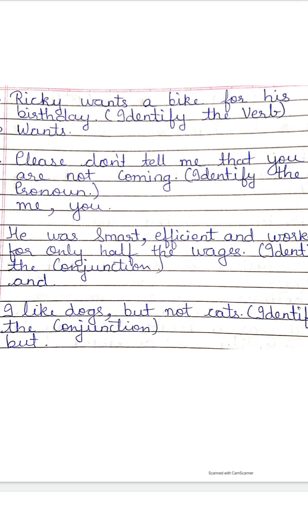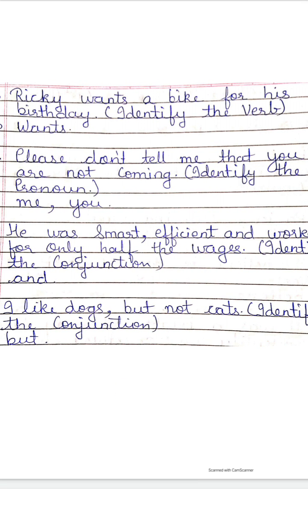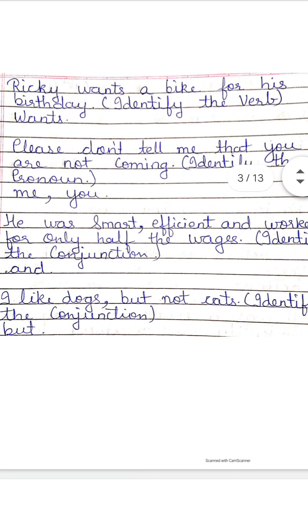He was smart, efficient and worked for only half the wages. Identify the conjunction. The conjunctions are joining words, the words that join two sentences, two words, or a word and a sentence. So here and is the conjunction which is joining the two sides. So two sentences, he was smart and efficient and he worked for only half the wages. These two sentences are joined by the conjunction and.